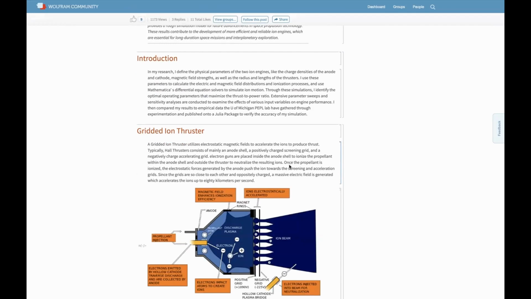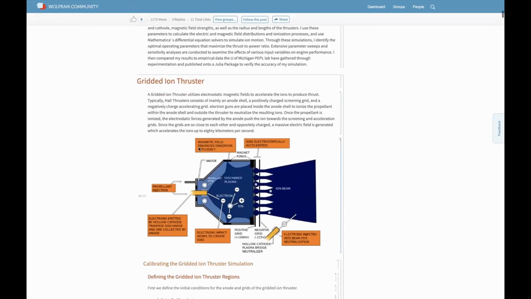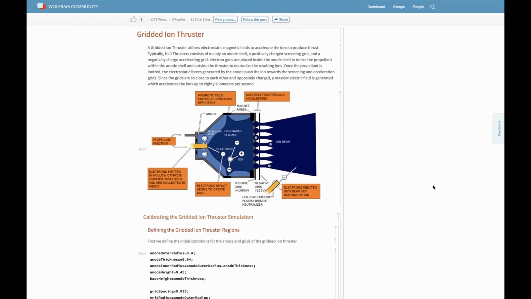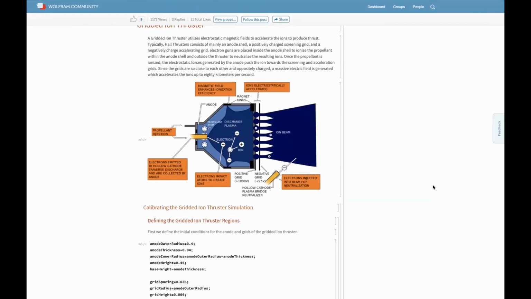So the gridded ion thruster is a type of thruster which you can see in this diagram. It shoots out electrons and it also shoots out propellant, typically a heavy inert gas propellant like argon or xenon. The electrons ionize the propellant, which is then shot forwards through these positively and negatively charged grids, and the positive ions are accelerated out of the ion thruster to achieve speeds of up to about 120 kilometers per second.